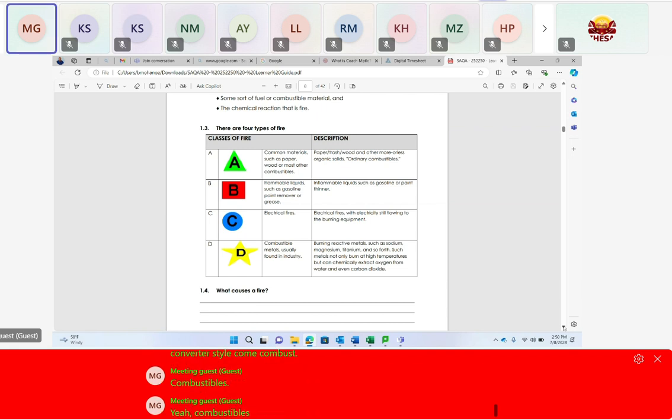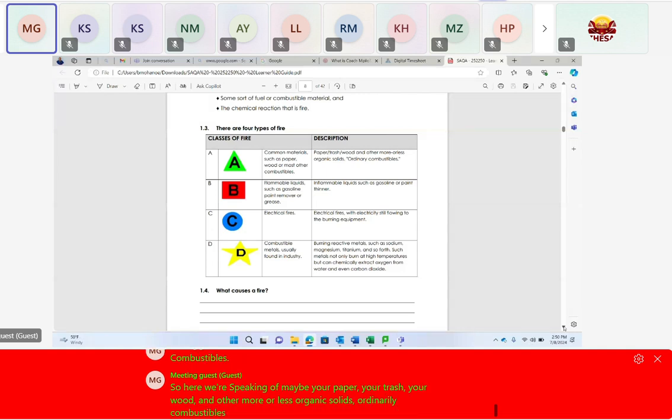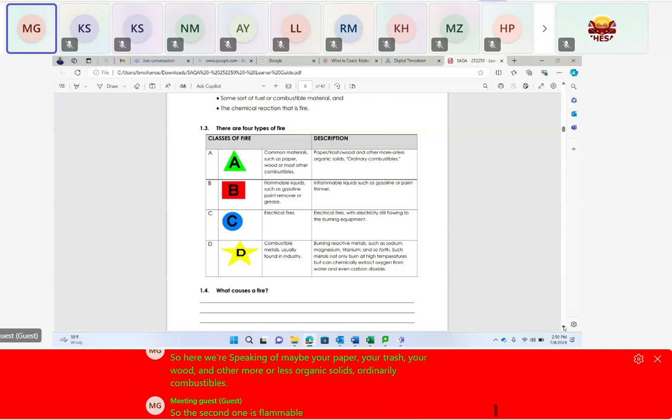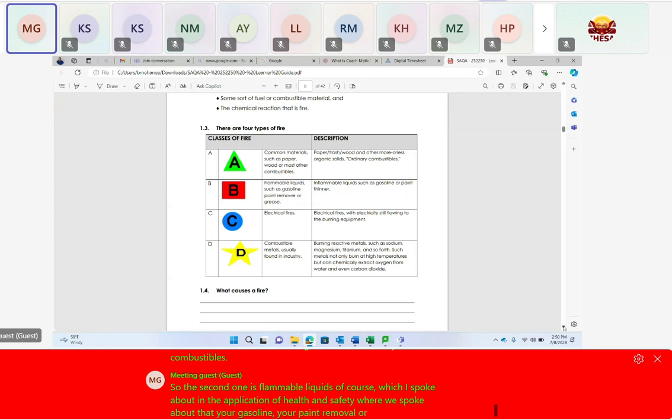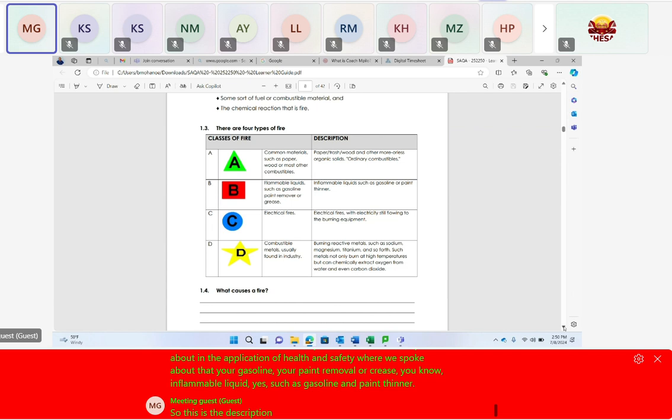Combustibles. So here we're speaking of maybe your paper, your trash, your wood, and other more or less organic solids, ordinarily combustibles. The second one is flammable liquids, of course, which we spoke about in the application of health and safety, where we spoke about your gasoline, your paint remover, or grease, such as paint thinner. So this is the description.